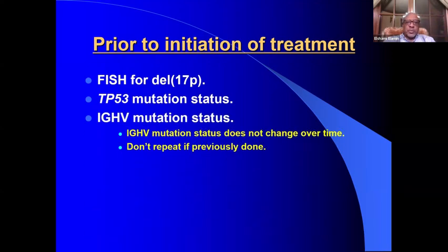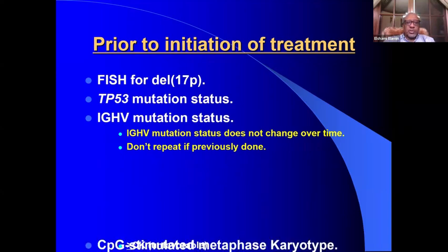IGHV mutation status. Remember, we said this doesn't change. So this mutation does not change over time. So if it is done, do not repeat it. This is a one-time deal. However, the other genetic mutations do change when the CLL evolves. So if there is evolution of CLL disease at the time of disease progression, repeat the genetic testing, except you don't need the PCR for IGHV if it has been done before, because it doesn't change.